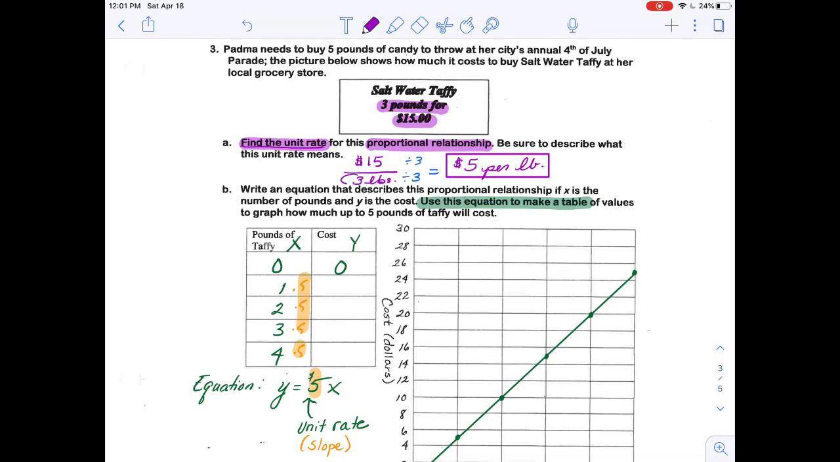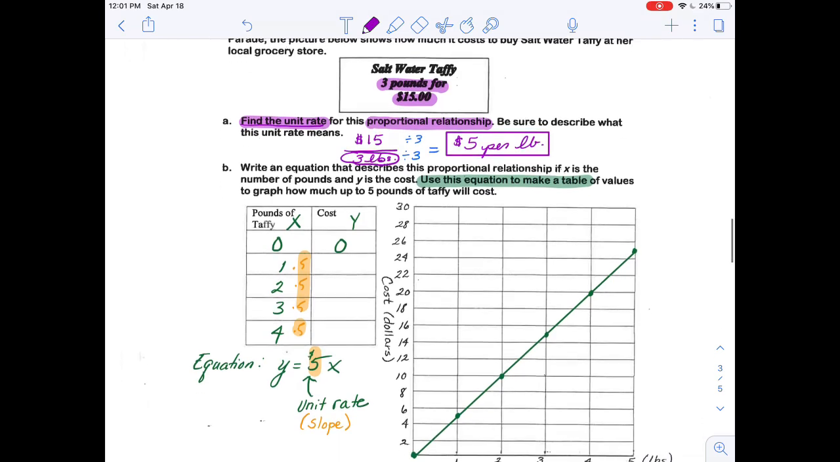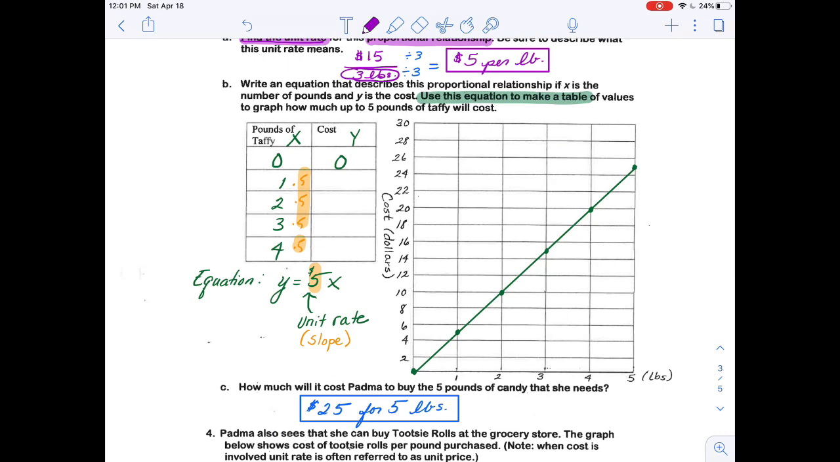If I want a unit rate though, this denominator has to be a 1. The only way to get it to be a 1 is to divide both top and bottom by 3. And of course, I'm going to get my $5 per pound. Now when I put it into my equation, this is my ratio. That is the unit rate, which means I'm going to multiply everything by 5. So this is where I've got these 5s down here. My unit rate. So if I have 1 pound, it's $5. 2 pounds, 10, 3, 15, and 4, 20.